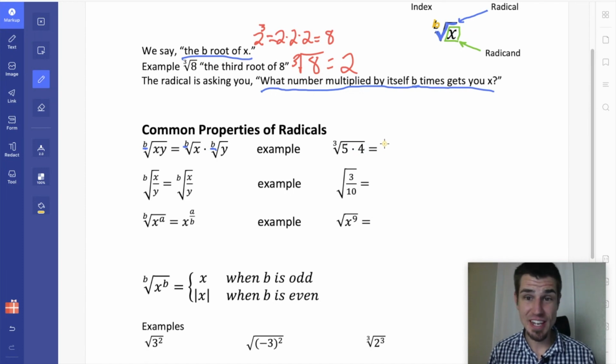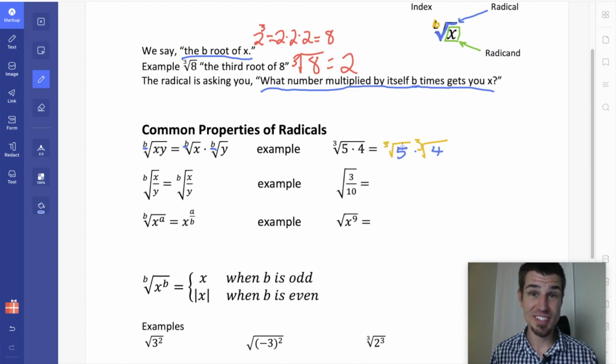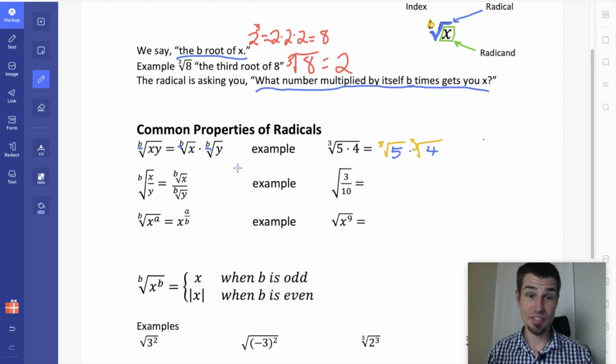This would be the same as the third root of 5 times the third root of 4. So notice our index stayed the same, and we were able to split our factors 5 and 4 into separate radicals. Our next property is very similar.